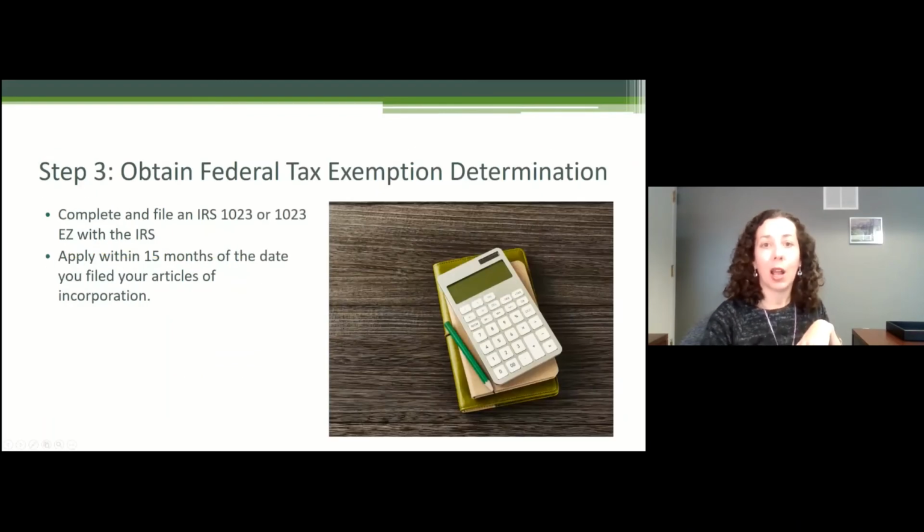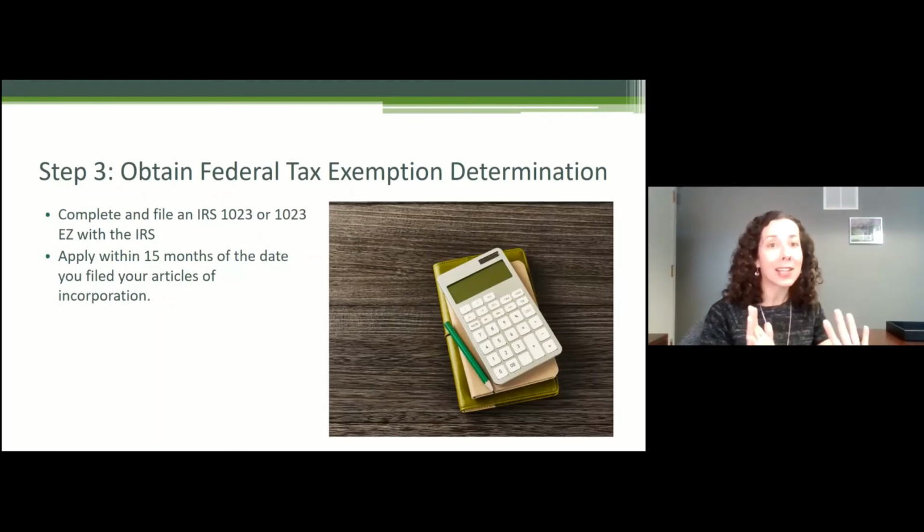Okay, we're on to step 3, obtaining federal tax exemption determination. So this is basically filing for your 501c status. I want you to notice, because already you've done so much work, if you've gotten to this point, you don't have to do this step right away.